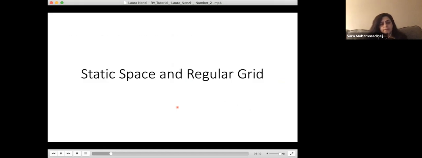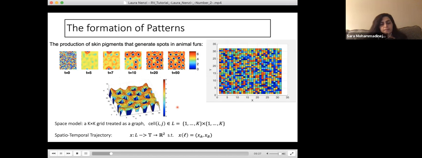As a first example, we consider a scenario with a static space and a regular grid. We want to study the formation of patterns. To do that, we consider a reaction diffusion system that describes the production of skin pigments that generate spots in an animal coat. In particular, there are two proteins that diffuse in the space and react with each other when they are in a connected cell.